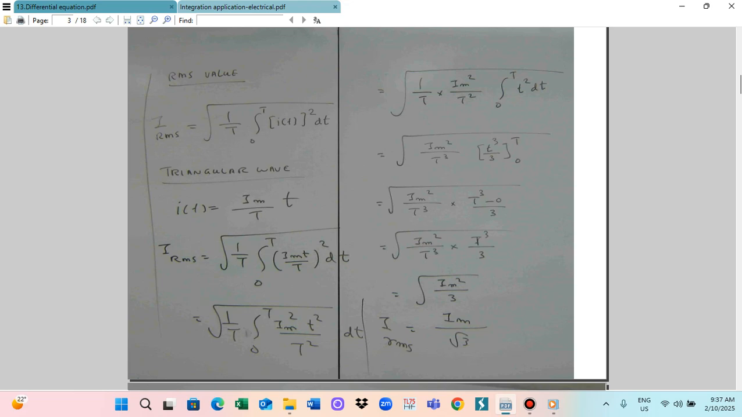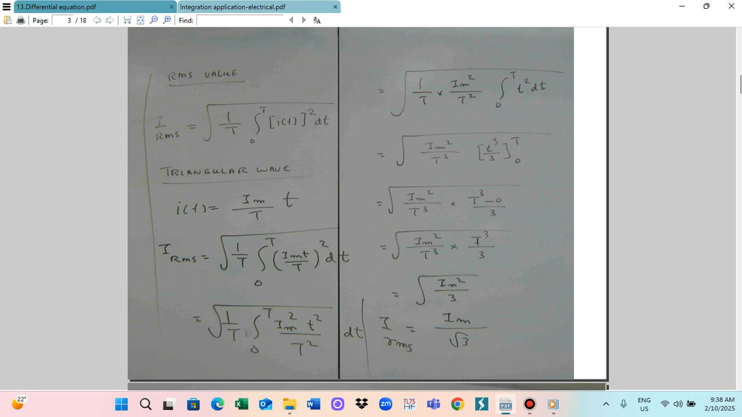Another one is the root mean square value, the RMS value. We use this formula to calculate IRMS. So IRMS is equal to the square root of 1 by T, integration 0 to T, i square dt. So this is the formula to calculate the IRMS value. The root mean square value equation is the square root of 1 by T, integration 0 to T, i square dt. So this is the equation to calculate the IRMS value.